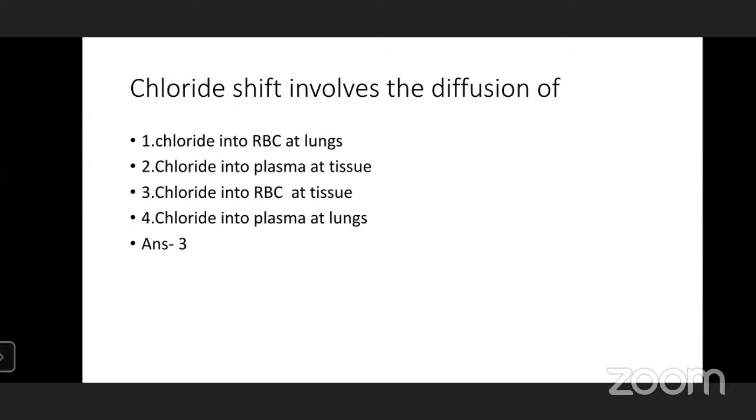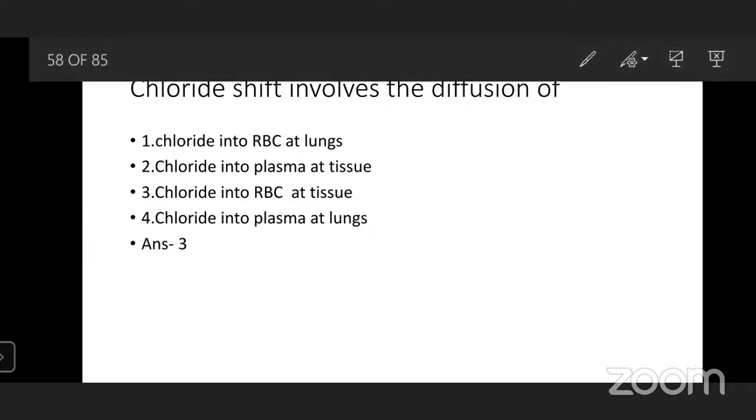Chloride shift involves the diffusion of chloride into RBC at lungs, chloride into plasma at tissues, chloride into RBC at tissues, or chloride into plasma at the lungs. So the correct answer is chloride into RBC. So the chloride ions will move into RBC at the tissue level.